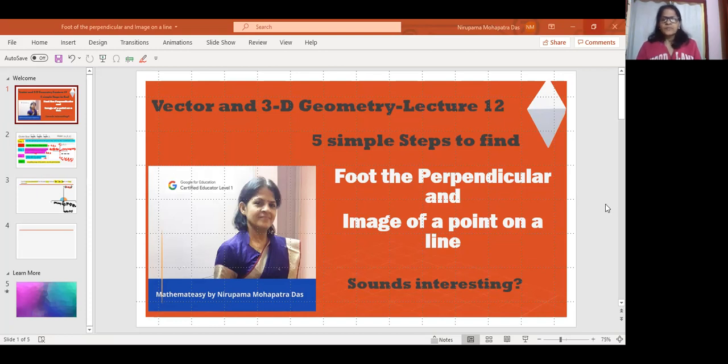It is one of the types of questions in vector and 3D geometry, and the question is to find the foot of the perpendicular and image of a point on a line in space. In today's session, I'm going to tell you 5 very simple steps to find the foot of the perpendicular and image of a point on a line. It sounds interesting? Okay, let's see how interesting it is.